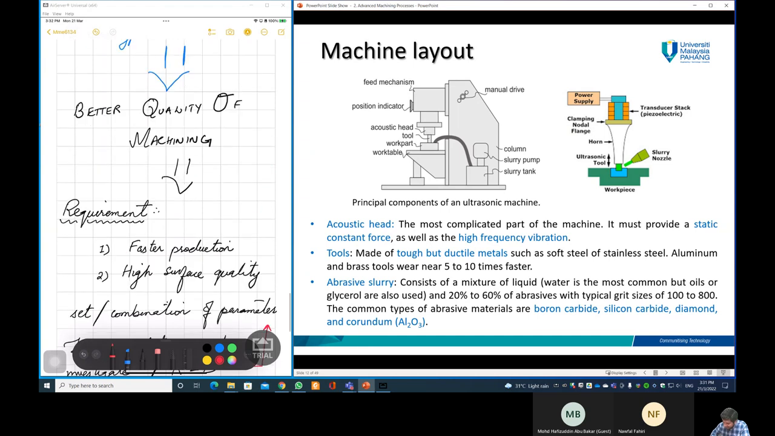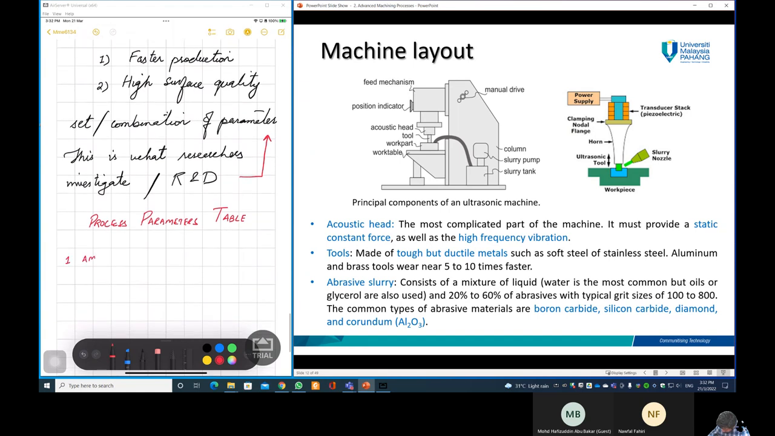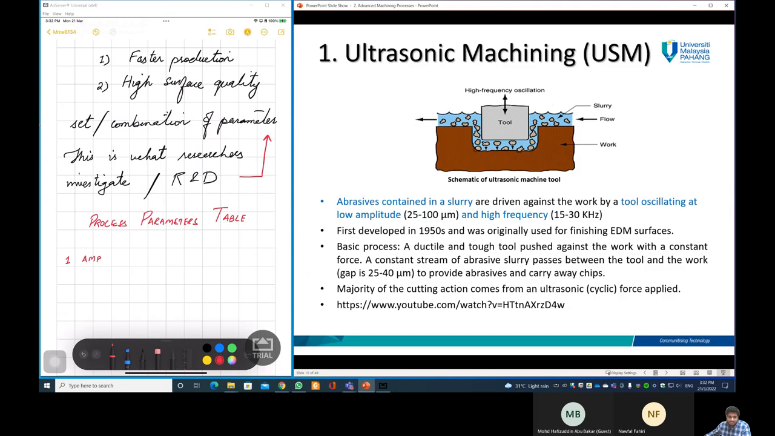Number one is amplitude. I want to select some type of amplitude. How much should I use? Let's say I use 25, 50, 75. These are levels, levels of the parameter. So this is level number one, level number two, this is level number three. Then number two, I can change the frequency, let's say 15, 20, 25. Then number three is the gap. I can change to 25, 30, 35.